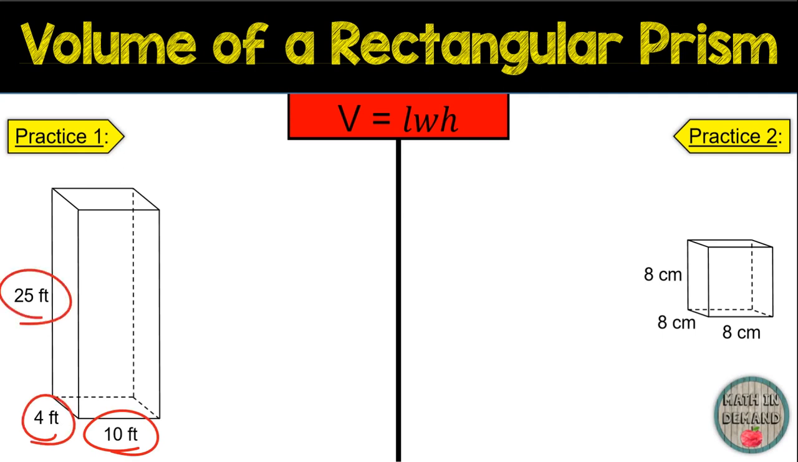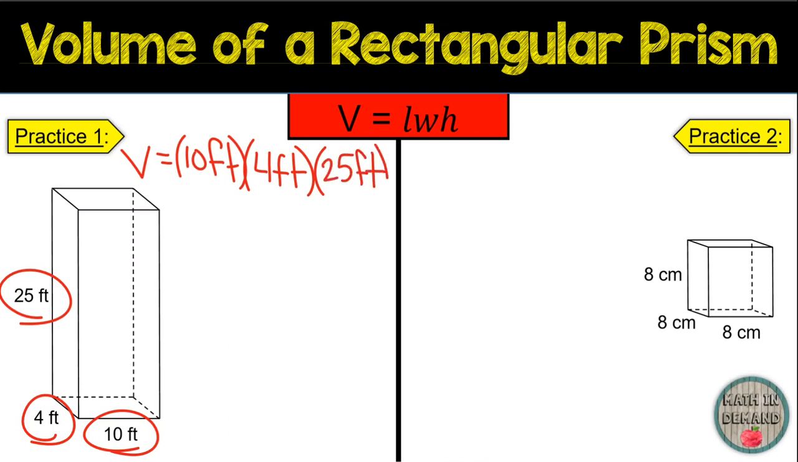So I'm going to go ahead and plug that into the formula. So the formula is volume equals length. Again, my length is 10 feet times my width. My width is 4 feet times my height. My height is 25 feet. Okay, all I need to do is multiply those three numbers together.